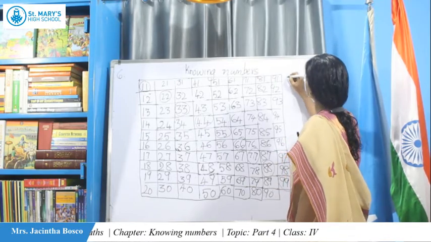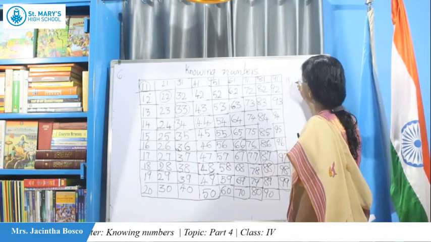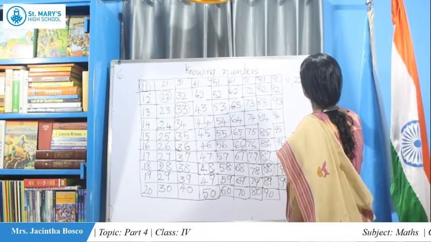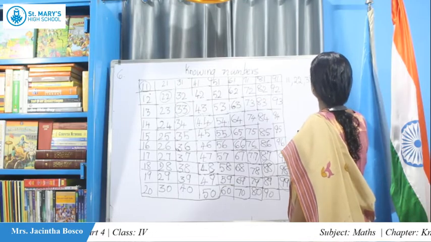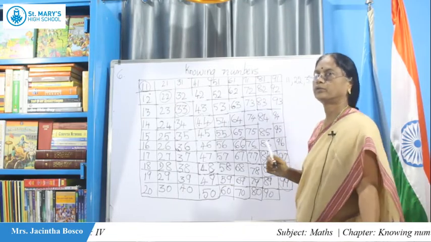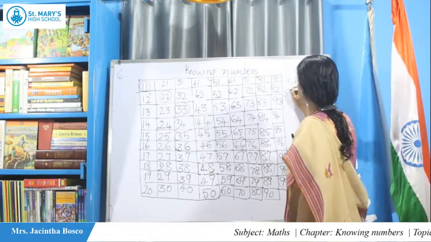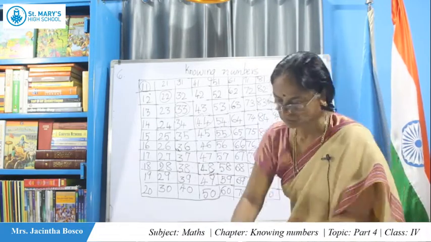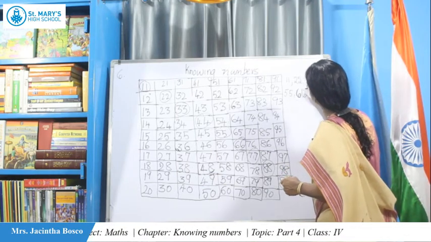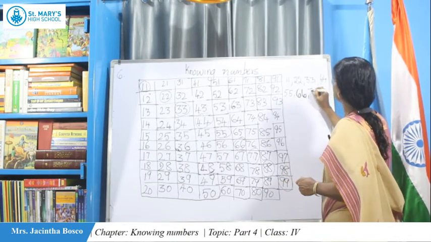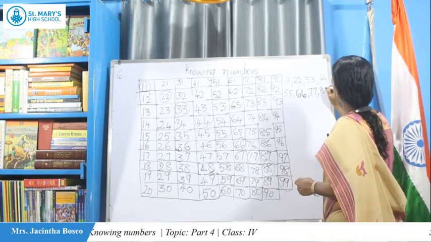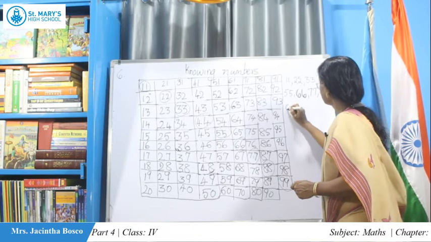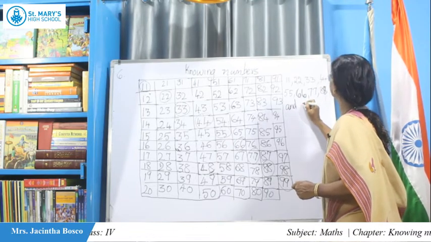So, right now 11, 22, 33, 44, write down 55, 66, 77, 88 and 99.